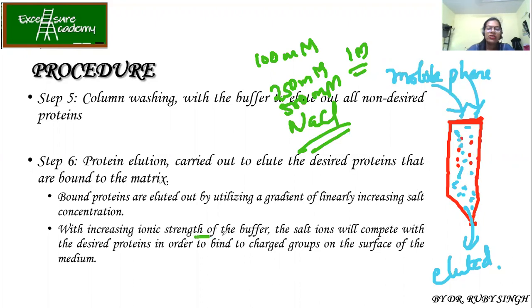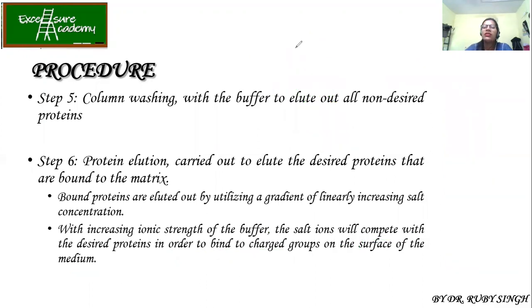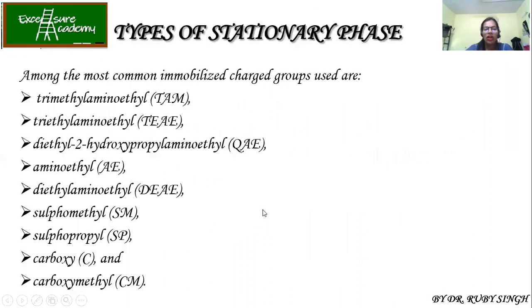Now, with increasing ionic strength of the buffer, the salt ions will compete with the desired proteins in order to bind on the surface of the medium. So these Na+ ions will try to bind over here, leaving our protein to elute. This is how salt is helping us in elution of the proteins. This will cause your desired proteins to be eluted out of the column. If the protein has low net charge, it will be eluted out first. If it has high net charge, then it will need high ionic strength to be eluted out of the column, so it will elute last.